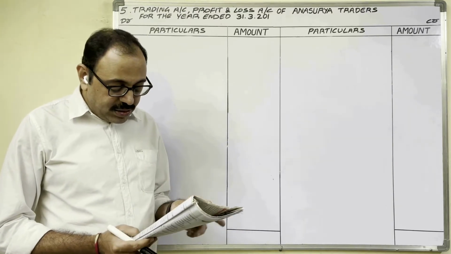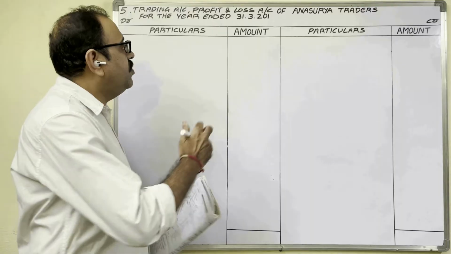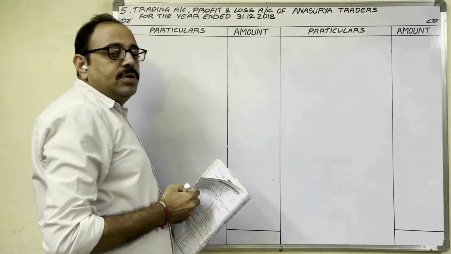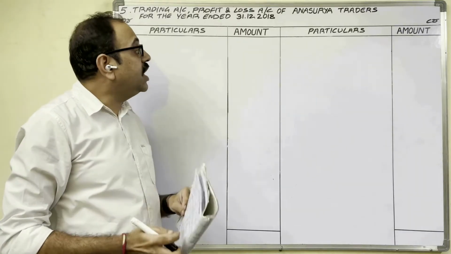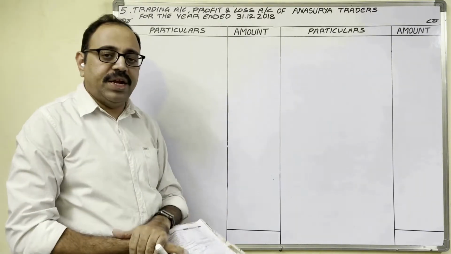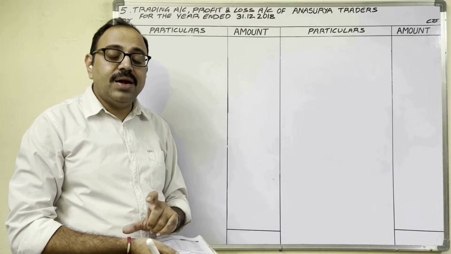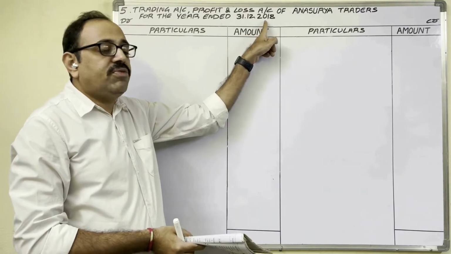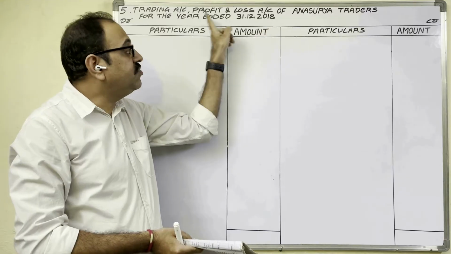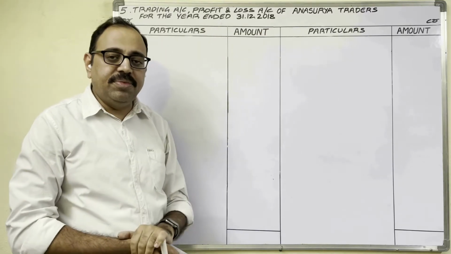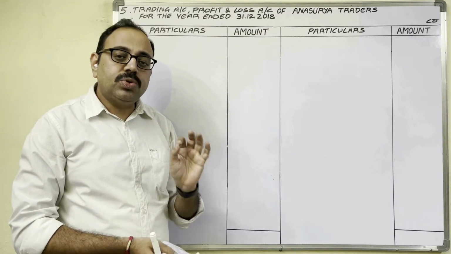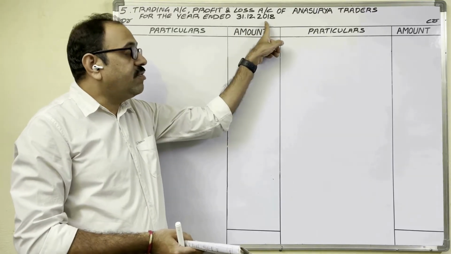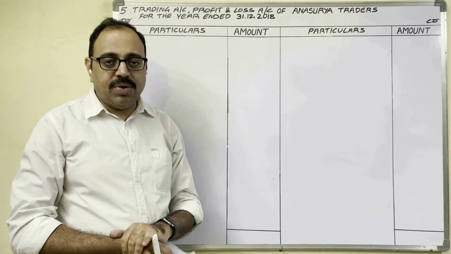So the trial balance is given on 31st December 2018. So the current year's last date is 31st December 2018. Means they are following the calendar year as their accounting year. So if this is the last date of the year, the starting date is 1st January 2018. So the current year is 2018. For this year, on the last date of the year, we have to prepare final accounts.